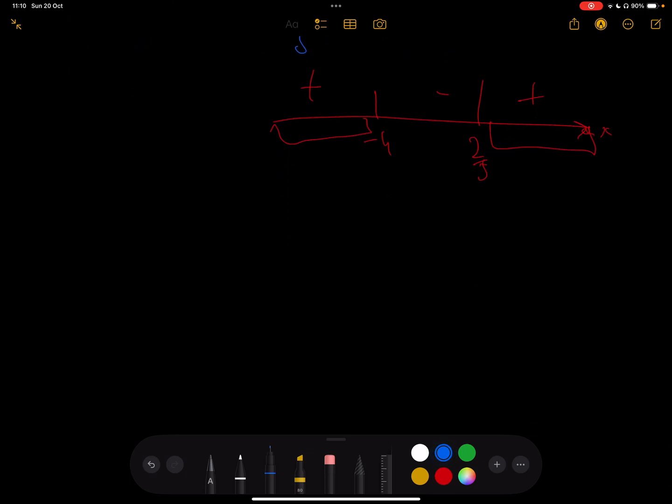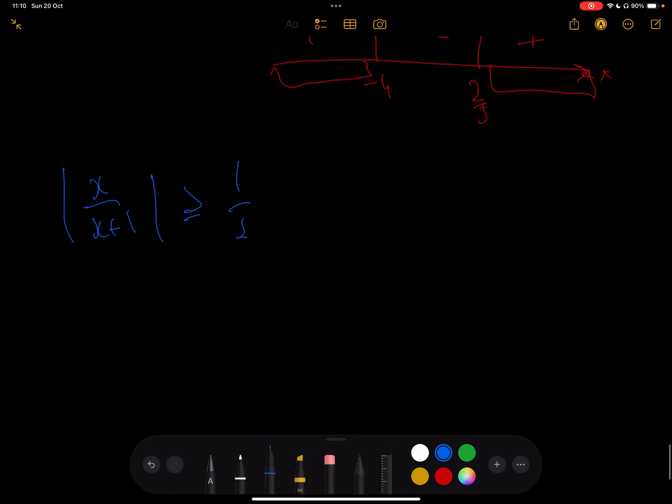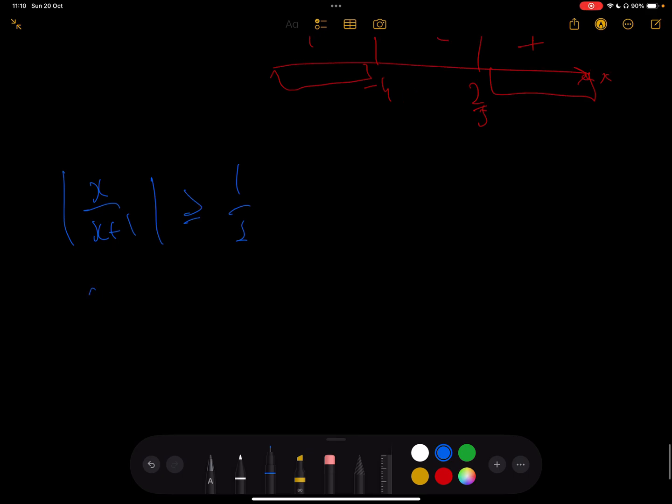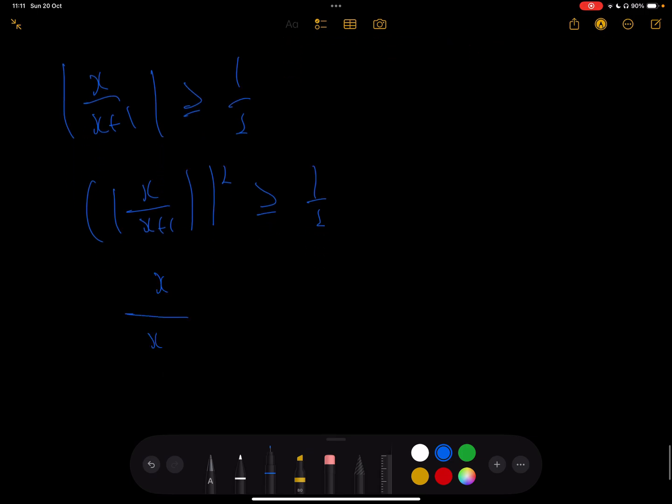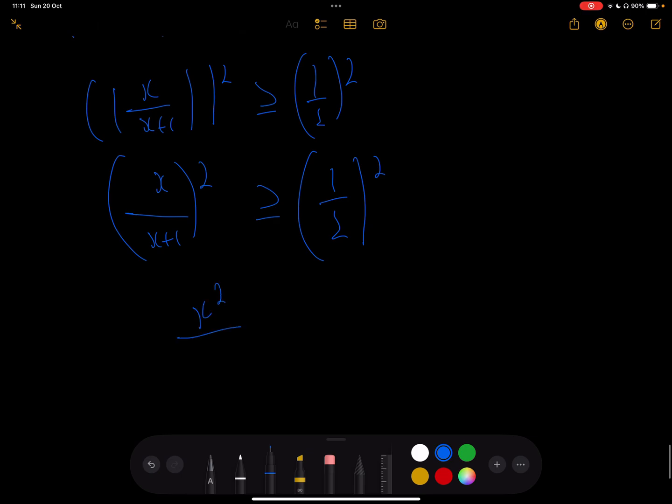Let's try another one. So let's say we have x over x plus 1 greater than or equal to a half. We can still do the squaring of both sides approach again. So we square this, x over x plus 1 squared greater than or equal to 1 over 2 squared. So what do we get? We just get x squared over x plus 1 squared greater than or equal to 1 over 4.